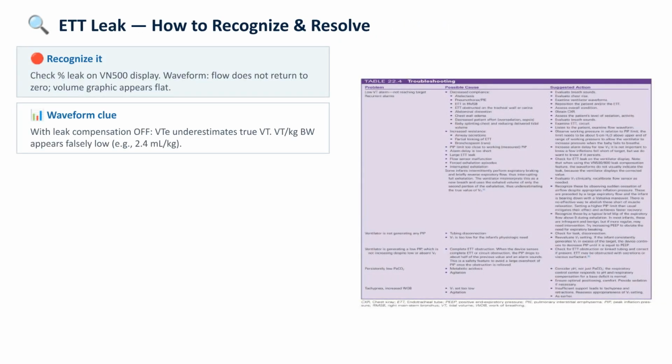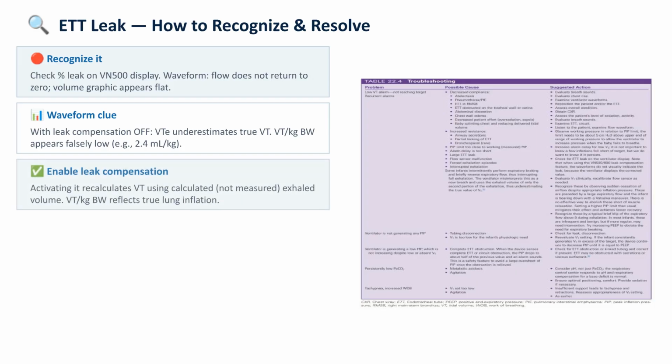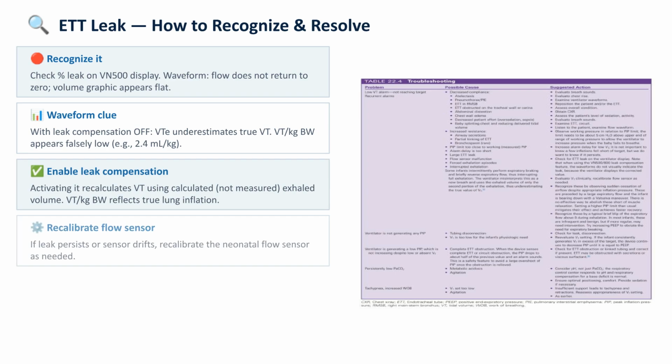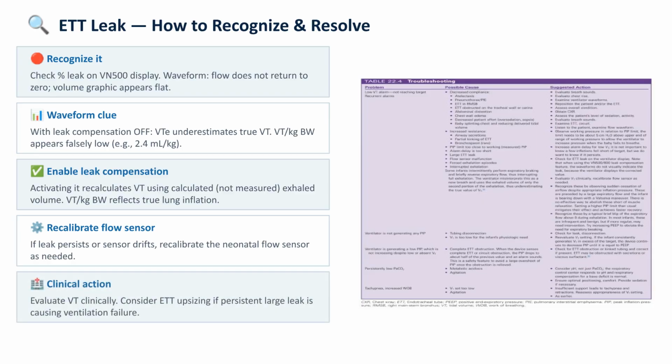To recognize and resolve an ETT leak, first look for a high percentage leak on the display and observe if the flow returns to zero and if the volume graphic appears flat. With compensation off, a low VTE reading can be misleading. Enable leak compensation to calculate the true VT. If the leak persists, recalibrate the flow sensor. Clinical action may include increasing VT or upsizing the ETT if the leak is severe.